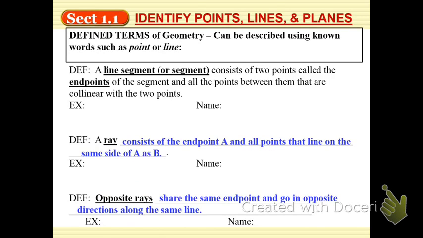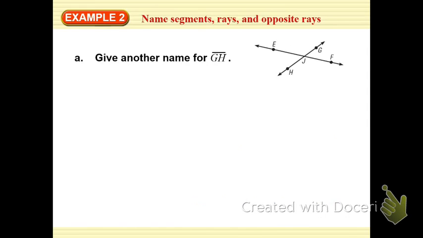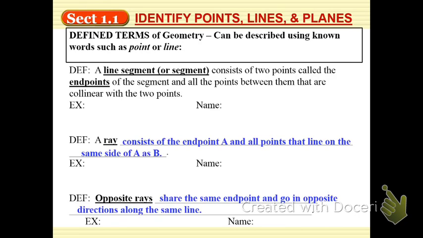So, opposite rays. Opposite rays share the same endpoint and go in opposite directions along the same line. An example of opposite rays. So here, they start at A, right? And they go both directions. The rays go in opposite directions, right?